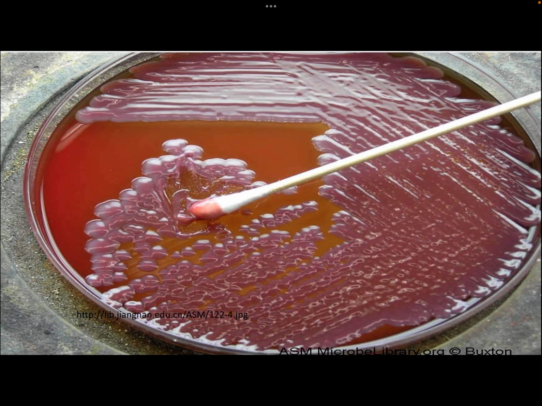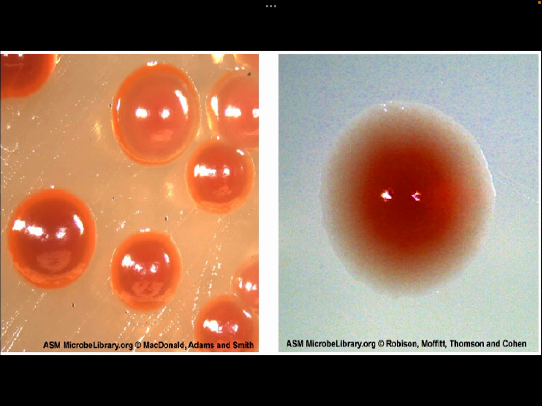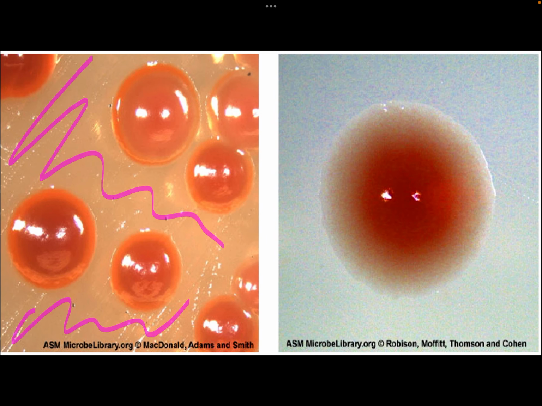Another one, that's again on MacConkey agar. Next one, as you can see, the margin is even, so it's entire. It's also umbonate. And again, there is red coloration because of the pigment prodigiosin. But this is on MacConkey. That's why you can see colorless agar here, because again, Serratia marcescens is a non-lactose fermenter.